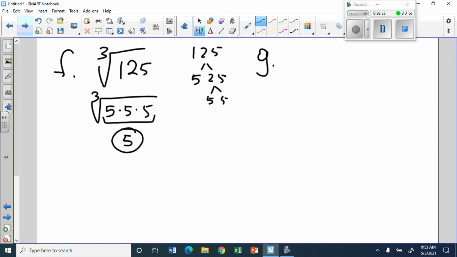G. Cube root of negative 8. Let's put the negative aside real quick. Let's go with just 8. What number times itself 3 times is 8?